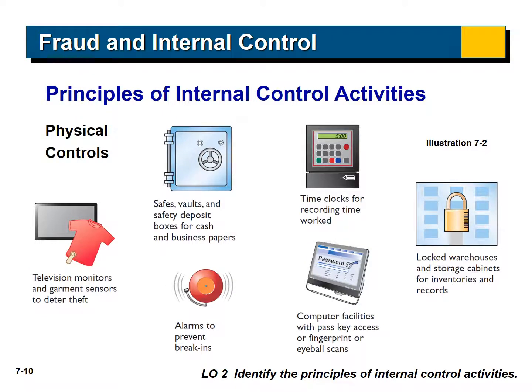Continuing on with our control activities, we have what are called physical controls. Physical controls make sure that, say, cash or any other assets, you have control over those physical assets. And so these are just different ways you can do it. Safes and vaults for cash, time clocks for hours worked, computer facilities, so the pass key, fingerprint or eyeball scans, alarms, television monitors, those types of things.